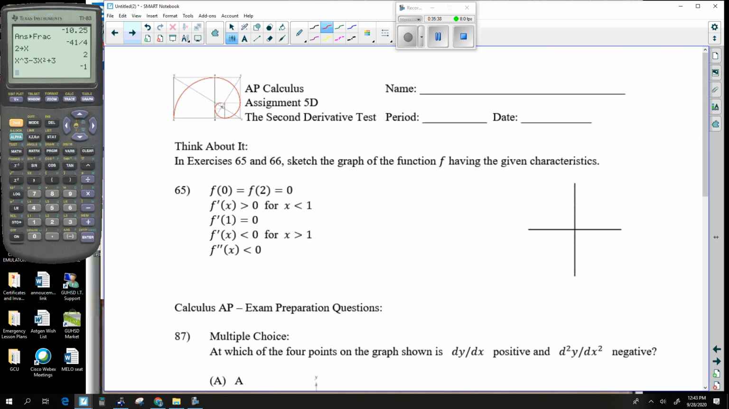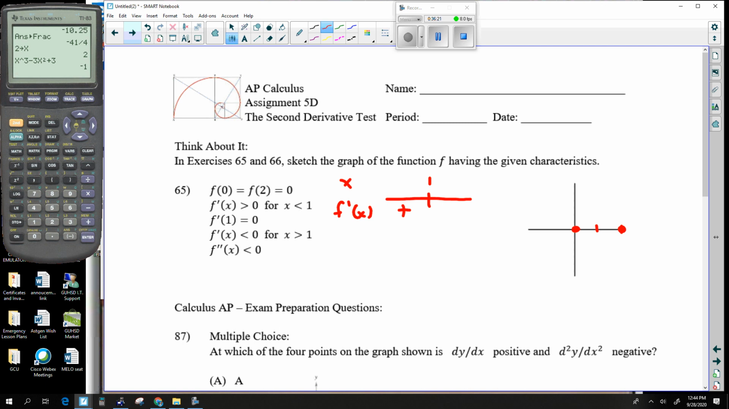All right, time to make a graph. So f of 0 and f of 2 are equal to 0. So that's 0 and 2. Got actual zeros there. F prime is greater than 0 for x less than 1. So that means everything is decreasing from 0 to, again, if this is x and this is f prime, have this value at 1, and it is positive. Excuse me, it's increasing. I'm sorry. It's increasing. The derivative is greater than 0.